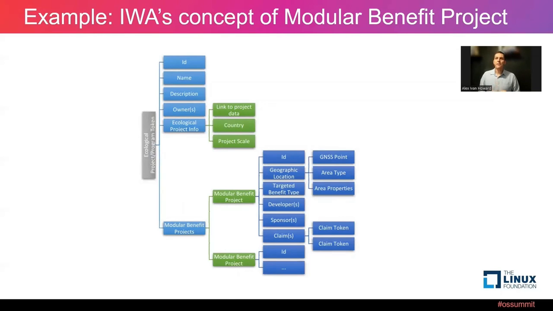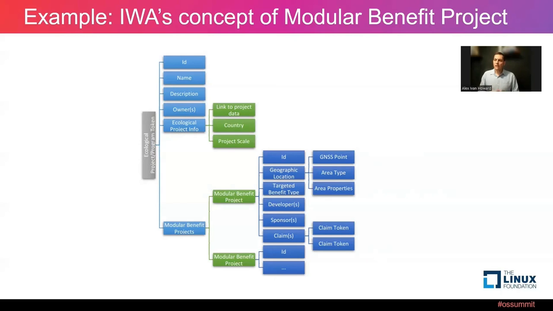So there's another aspect to this, and that is there are emerging standards like the IWA building standards actively. And we think our ontology can add some value to that. I have a diagram here of an ecological project and its properties from the IWA. And I want to draw your attention to the left bottom, where there's a property called a modular benefit project. And the idea is that an ecological project can have sub-projects that create specific benefits. For example, one can create an emission reduction, another one can create an emission sink. It's even conceivable that they may be in different domains.